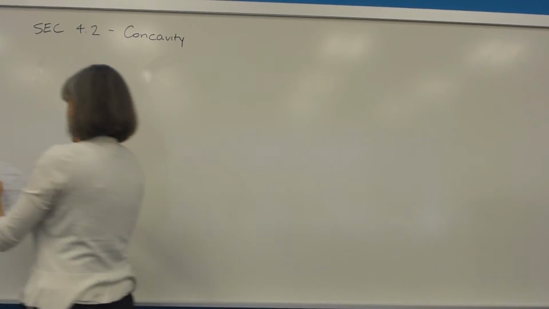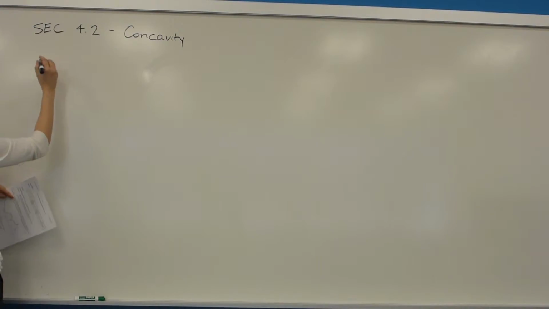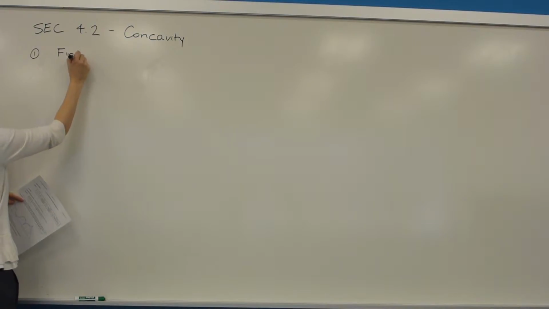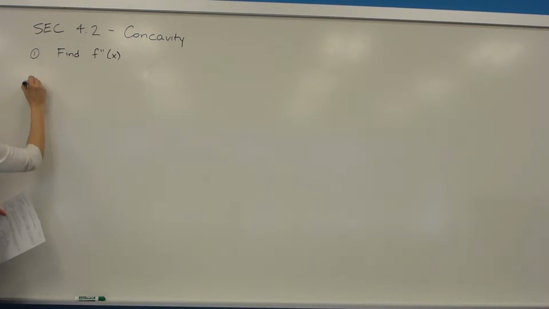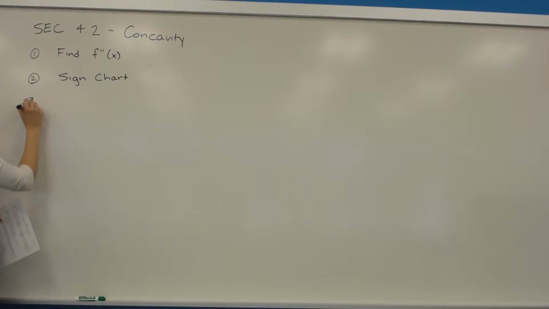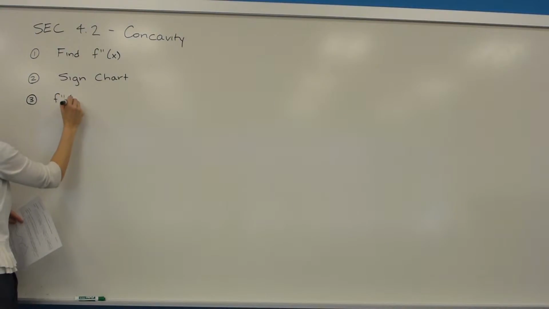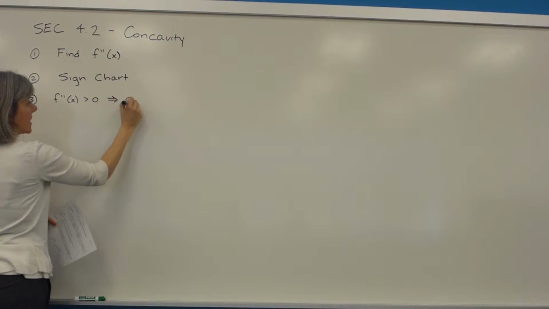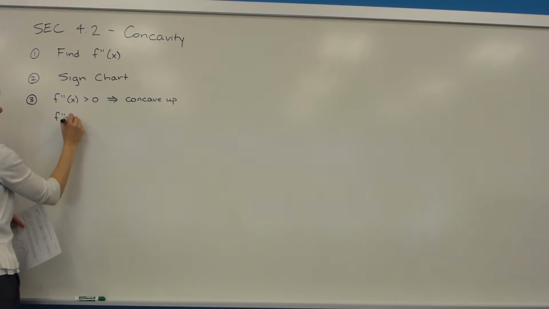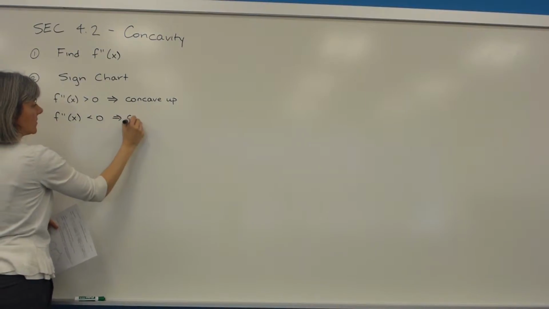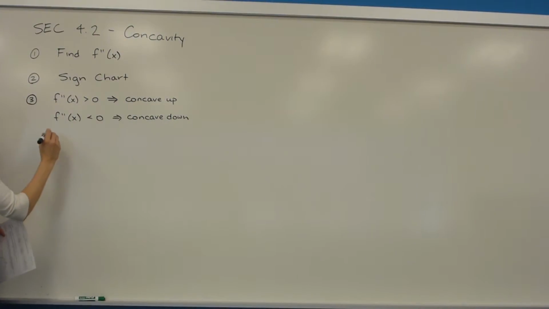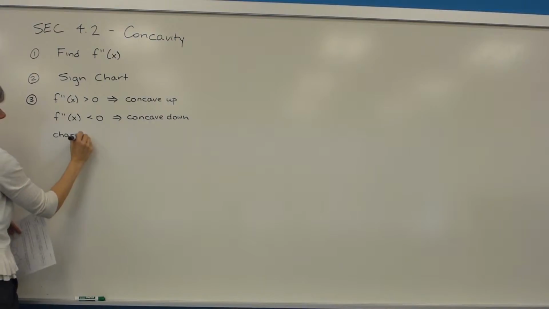Okay, so we're going to look at using a sign chart on the second derivative. So the first thing we're going to do is find the second derivative. We'll do a sign chart. And then we know wherever that second derivative is positive, that tells us concave up. Wherever it is negative, will be concave down. And wherever it changes sign, will be our inflection point.